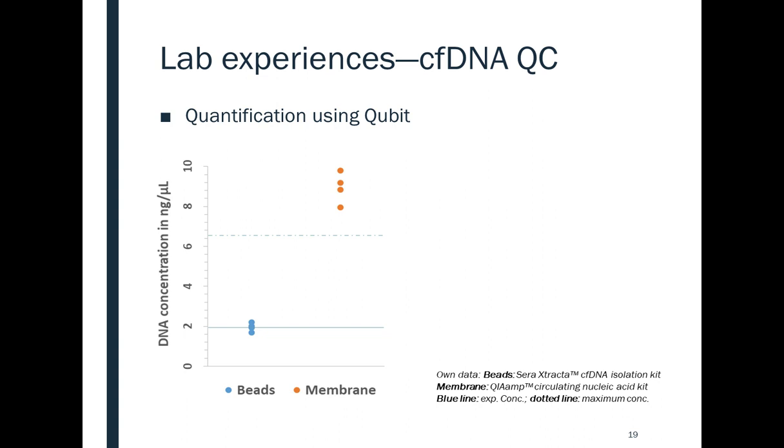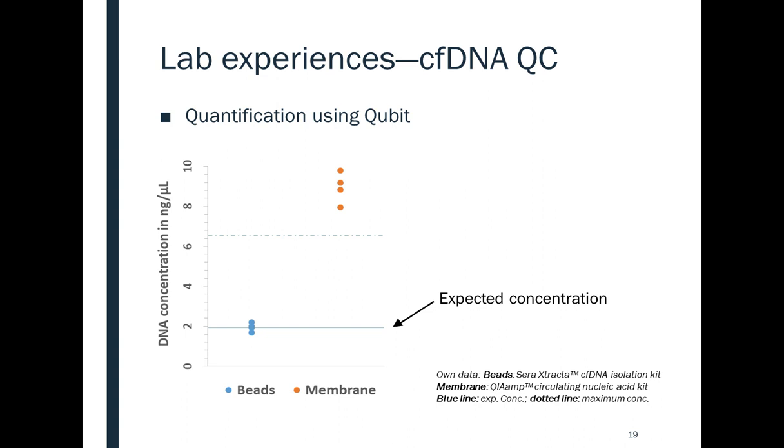On that figure, you see the concentration in nanogram per microliter of the cell-free DNA isolated by the bead-based method compared to the column-based method. As you can see, there's a five-fold higher difference between the two methods. The blue line indicates the expected concentration given by Horizon Discovery. This was calculated considering the elution volume of 13 microliters.